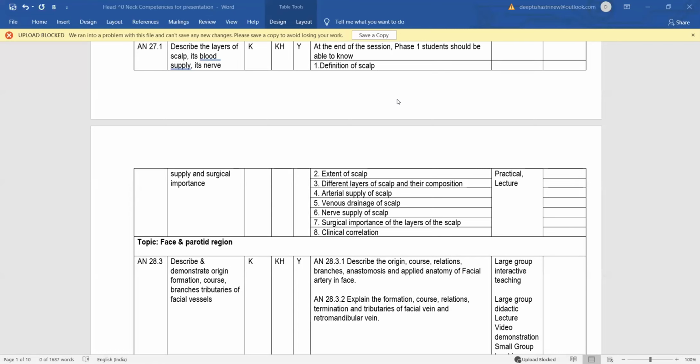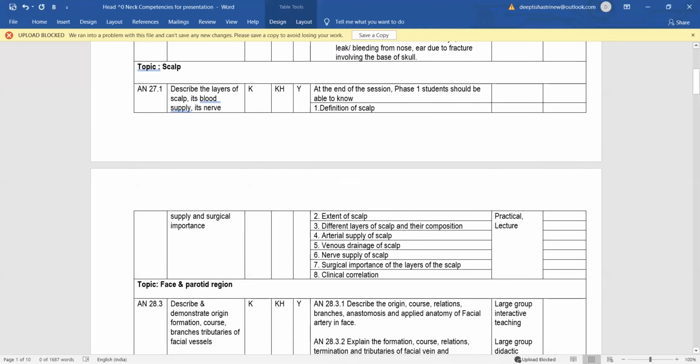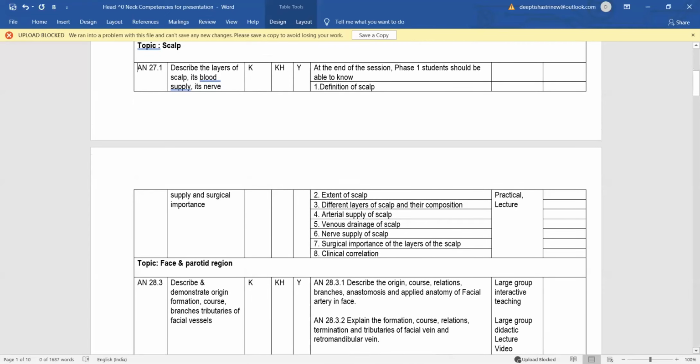Dr. Bhavna? Teaching learning methods also? Yeah, Sheila ma'am? What about the teaching learning methods? Most of them are just mentioning practical and lecture. Why don't we think about some innovative methods also? Why don't we include those other teaching learning methods? Yes, ma'am, please suggest.